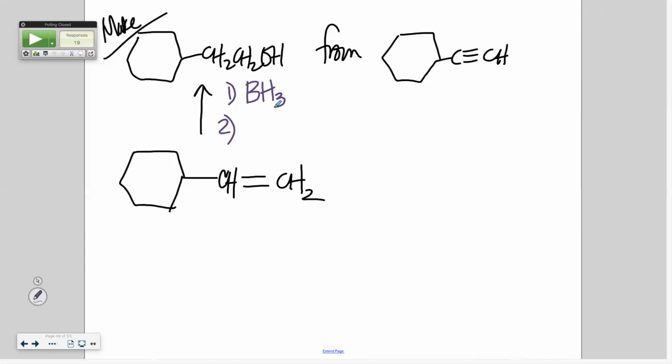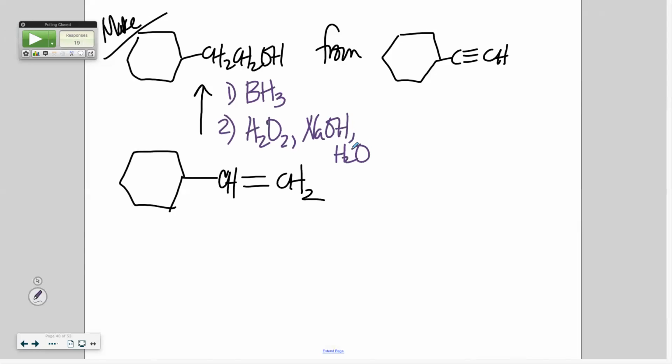It's boron. There's numerous boron compounds you could use. BH3 is the simplest one. Okay, then what do you add? Yeah, hang on, I'm writing H2O2, NaOH, and water. Very good. Okay, this adds the water anti-Markovnikov.